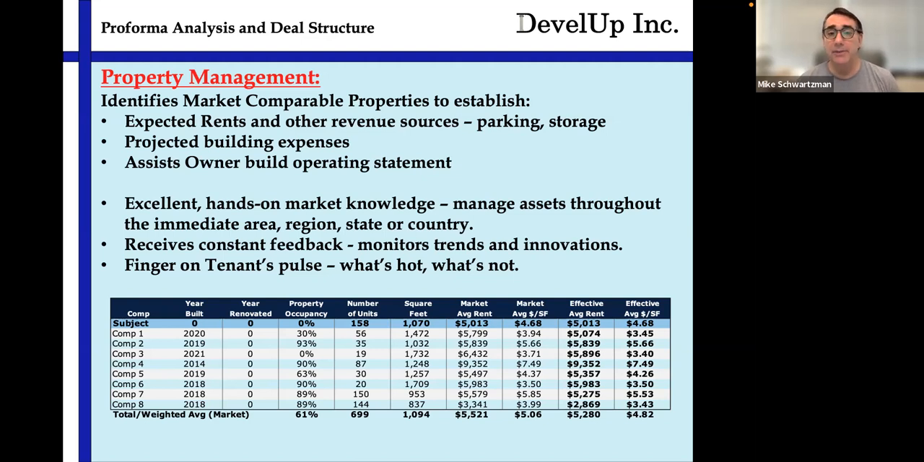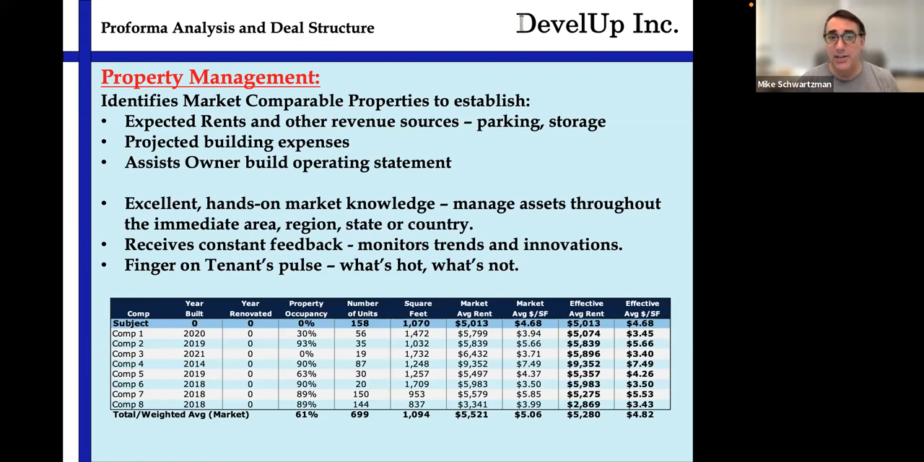So a property management team can come in and say, hey, based on the building that you're looking at, we think these buildings are comparable, and these are the sizes of their units, or this is what they're getting for rental rate, et cetera. And they can really help you build your operating statement, because a management company can say, these are what the expenses are going to look like. So they have excellent hands-on market knowledge.